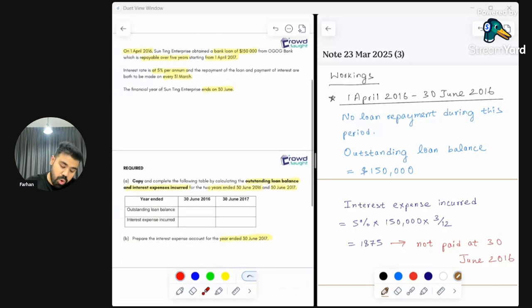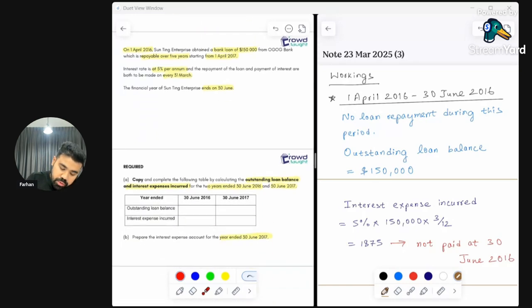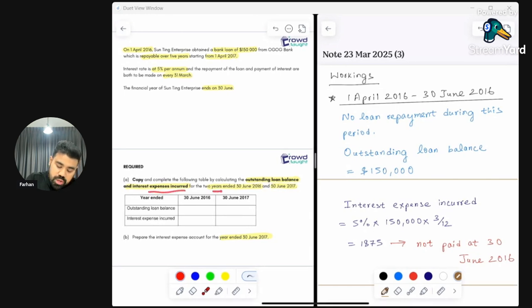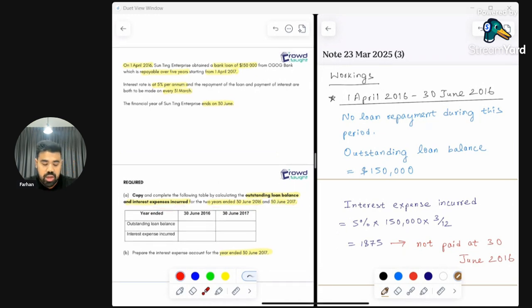Okay. So the first requirement of the question is to calculate the outstanding loan balance and the interest expense incurred for the 2 years ended 30 June 2016 and 30 June 2017. All right, so let's look into the workings on the right-hand side. We understand that we have taken the loan on the 1st of April 2016, and the first financial year ends on 30 June 2016. So we are now looking at a time frame from 1 April 2016 until 30 June 2016.